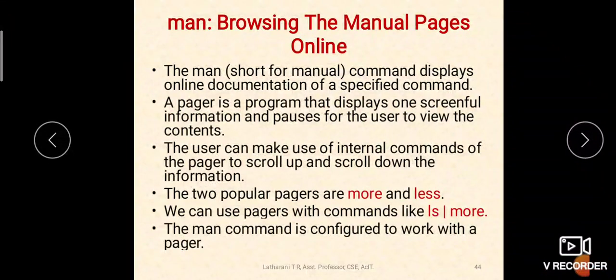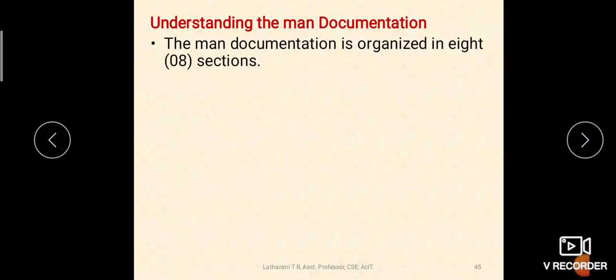The man command is configured to work with a pager, more or less. Understanding the man documentation: let us see how man pages are built and where they are stored. The man documentation is organized in 8 sections. Man pages are not all dumped in a single folder. They are divided into 8 sections, because they are divided according to the category of commands. We will see what those sections are.